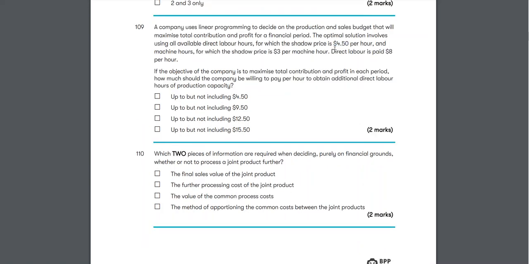Okay, remember, shadow price is the extra contribution we are earning from one extra resource. So the contribution plus the cost. But you might be thinking that 8 is more than the 4.5 we are earning. But in that 4.5 contribution, the 8 is already included.